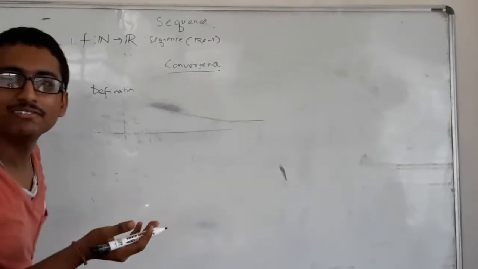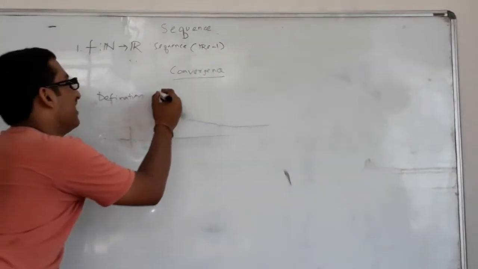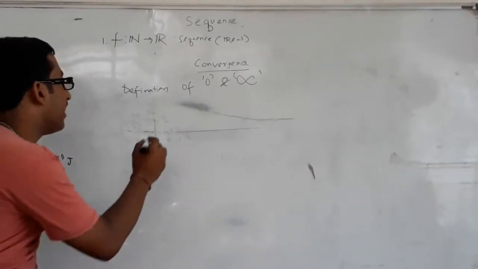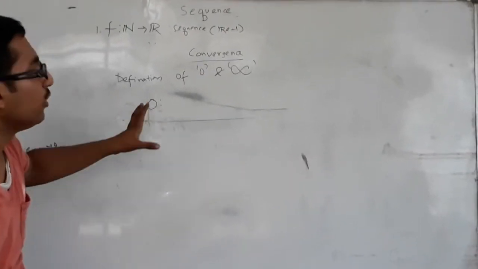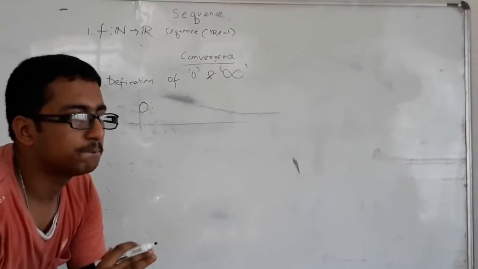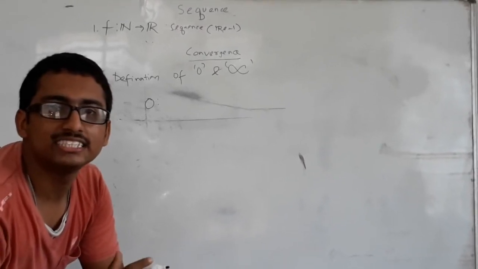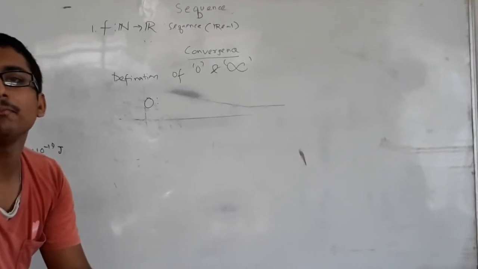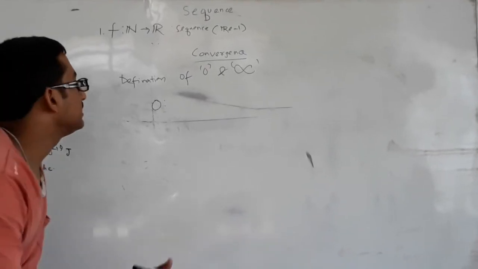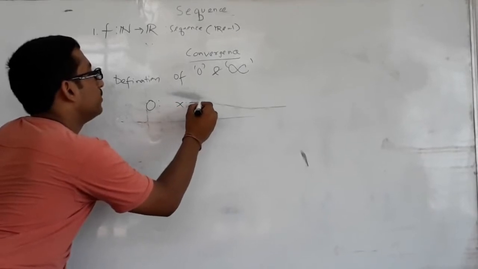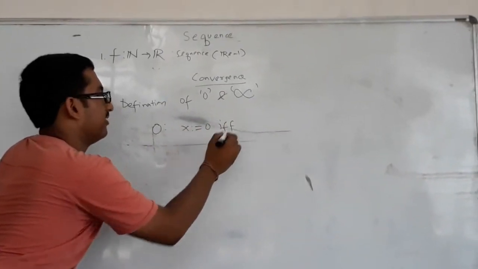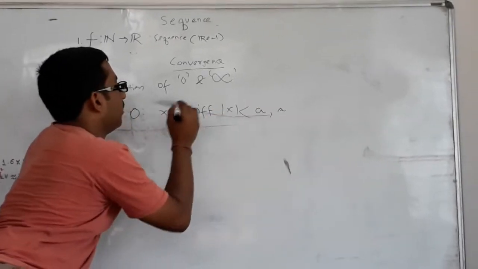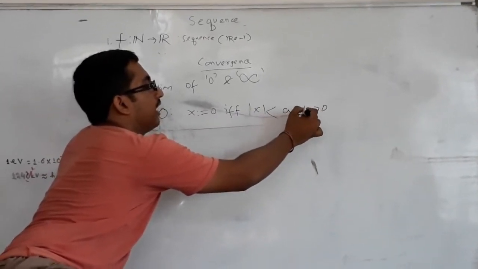It may seem very obvious, but it's not. So how do we define zero? Zero is the number that is less than any positive number and greater than any negative number. So x is defined to be zero if and only if modulus of x is less than a, for every a greater than 0.